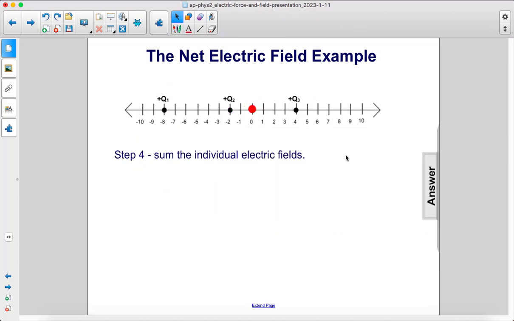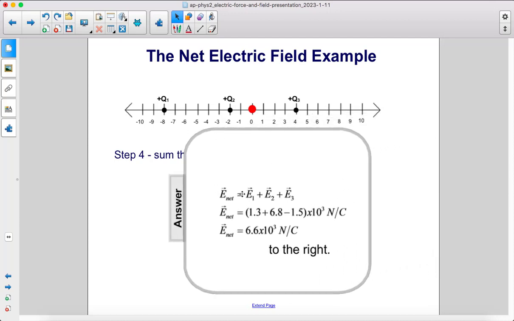Step 4 is to sum the individual electric fields. So here, we're going to sum them up. So here you can see we factored out that times 10 to the 3 because that was in all of the terms. And it's very important that this 1.5 has that negative sign since the electric field due to charge 3 points to the left. You add them together and we get an overall net field of 6.6 times 10 to the 3 newtons per coulomb to the right.